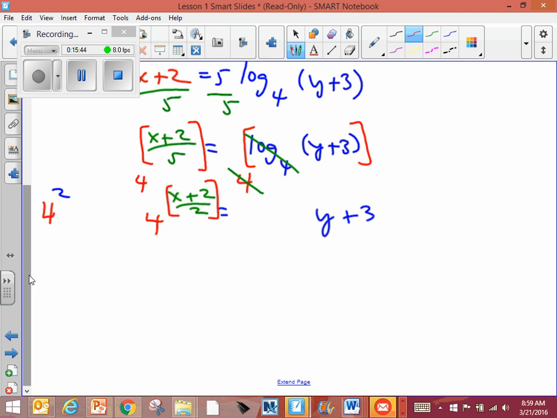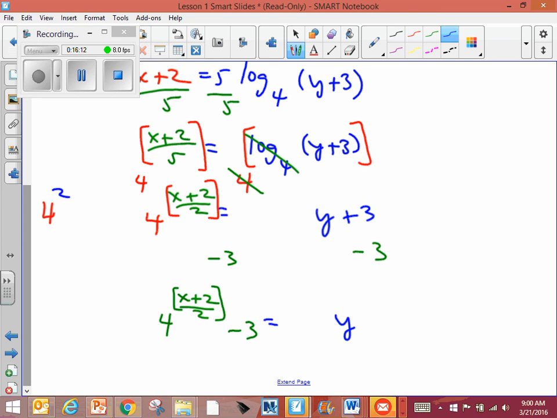Here we go, last step. Let's do this +3 in green. Do +3, do -3. 4 raised to all this x plus 2 all over 2 stuff. I'll put it in brackets there even though I don't have to. All of that minus the 3 equals just the y by itself.